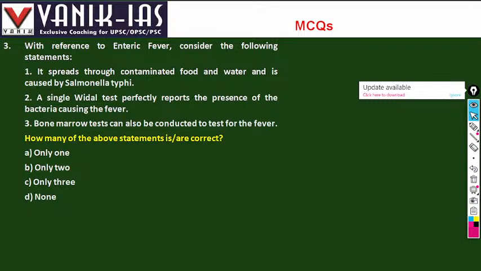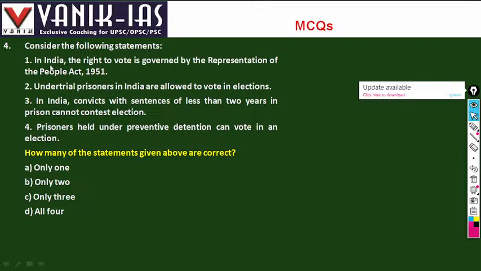Only 2 are correct. Consider the following statements: in India, the right to vote is governed by the Representation of the People Act 1951. Under-trial prisoners in India are allowed to vote in elections, right. In India, convicts with a sentence of less than 2 years cannot contest elections. Prisoners held under preventive detention can vote in an election. 2 are correct here.